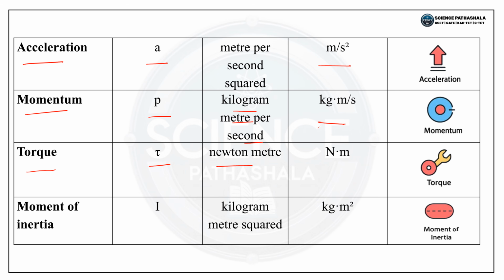So next is moment of inertia. It is the measure of a body's resistance to rotational motion about an axis. It is represented by the symbol capital I. The SI unit for moment of inertia is kilogram meter squared.